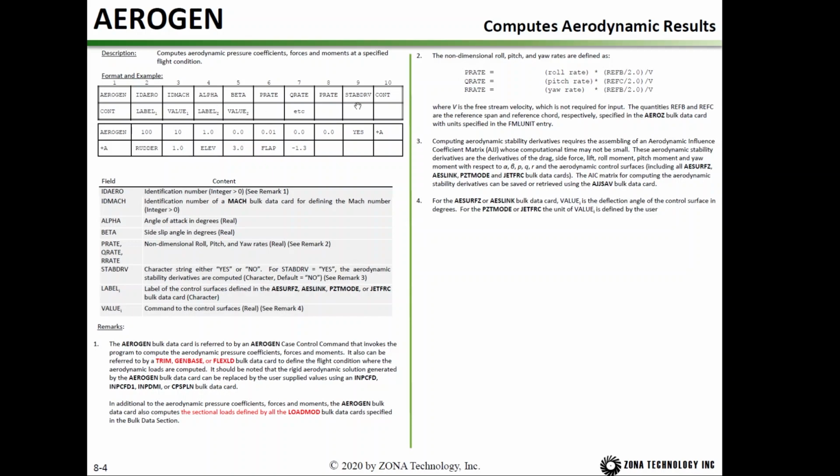Also, you have STEADYDRV. If STEADYDRV equals YES, the AEROGEN card will also compute the aerodynamic stability derivatives. And also, you will generate another set of AIC for computing the flexible loads. And so the STEADYDRV, once you turn it on, will increase the computational time of the AEROGEN card.